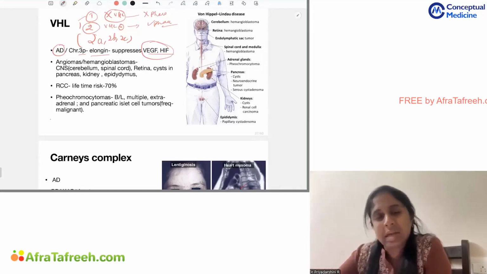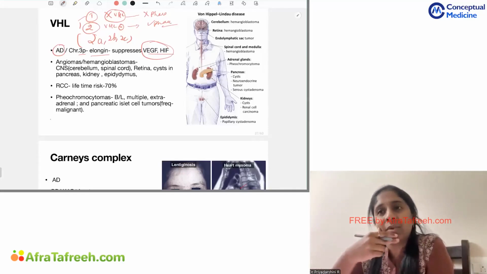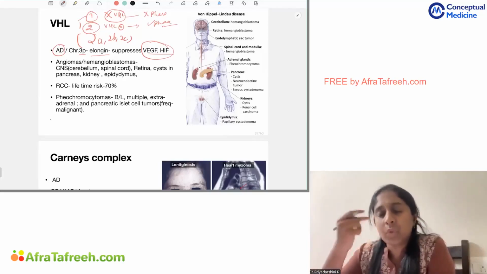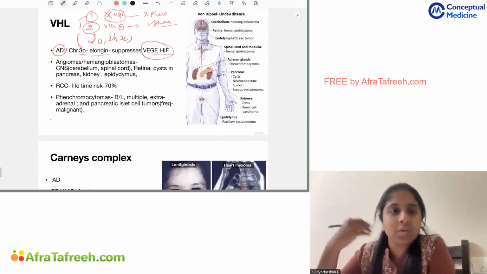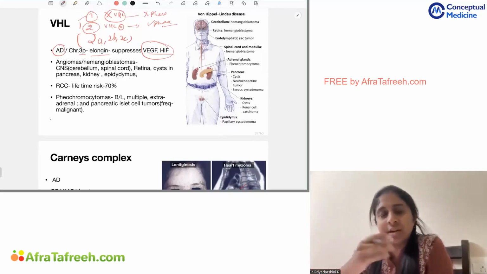So blindness can happen, in von Hippel-Lindau. The second thing is that they may present with hemangioblastomas. So it could be a spinal hemangioblastoma, cerebellar hemangioblastoma, and usually retinal hemangioblastomas are also very, very commonly seen. Okay, and this is about the angiogenetic part.